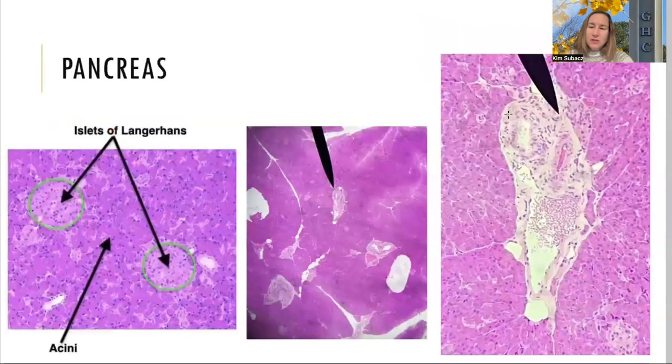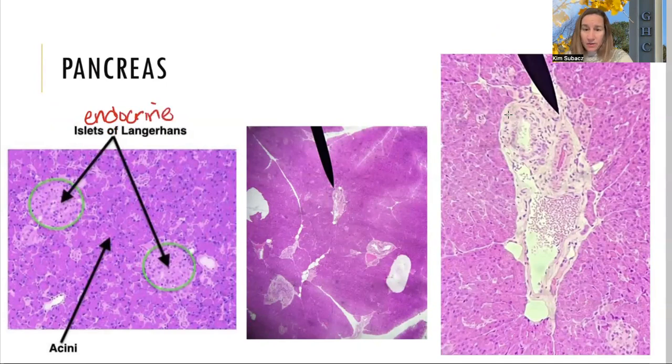Last but not least is another accessory gland. It's going to be our pancreas. Pancreas is super cool because it has both endocrine, and that would be the light pink stuff on the slide. Endocrine are the islets of Langerhans. The islets of Langerhans are pancreatic islets. All of this light pink tissue is islet of Langerhans, and this is the endocrine stuff.